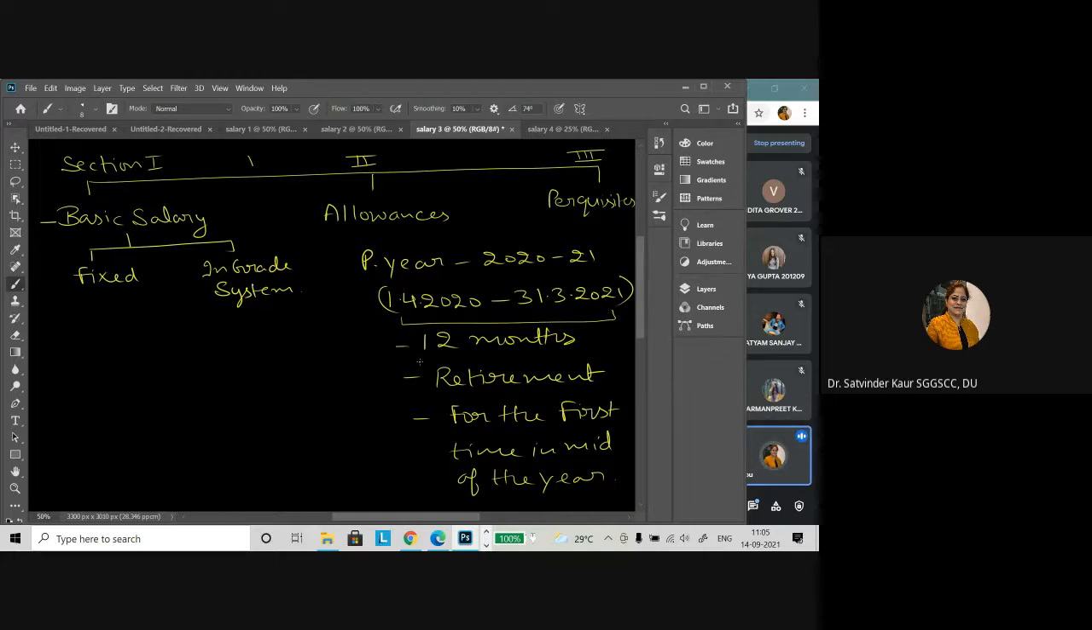This is going to be taken for 12 months, unless it is a case of retirement. If a person retires in between in the previous year, his salary and the other emoluments are considered to be stopped, and the new variables, retirement benefits etc. are being given.